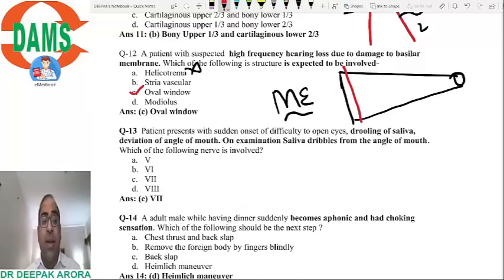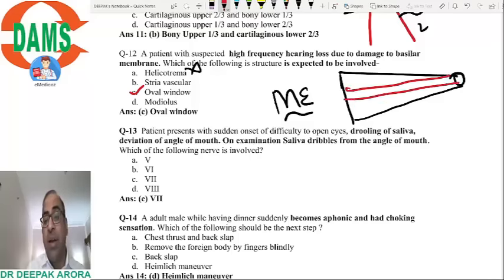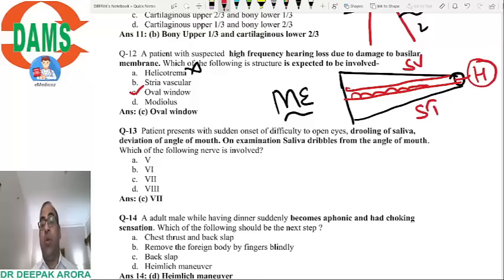Stria vascularis is the lining of scala media. This lining is responsible for endolymph secretion. So if my examiner asks which of the following structure is responsible for endolymph secretion, I will go for option B. If the examiner asks where scala vestibuli fuses with the scala tympana, it fuses at the helicotrema. So scala vestibuli fuses with the scala tympana at helicotrema. Answer will be option A. B option, stria vascularis, is responsible for endolymph secretion.